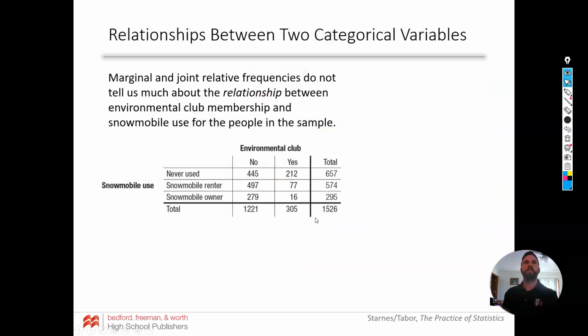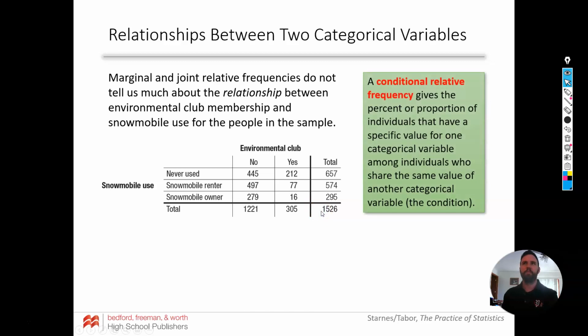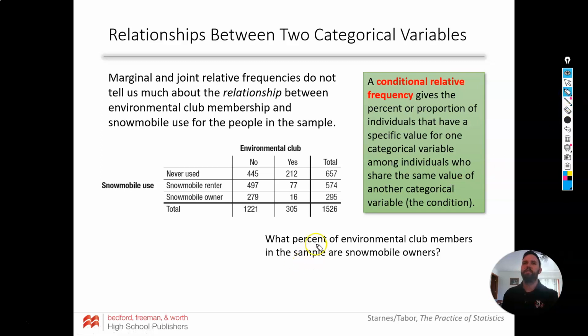Now, what if I change it? Well, if I want to know a relationship within that group, so now we have conditional relative frequency. That means your relative frequency depends on something else you know. What do I mean by that? What percentage of environmental club members are snowmobile owners? We aren't looking for an and now. We're looking for if they're an environmental club member, what's the chance that they're a snowmobile owner?